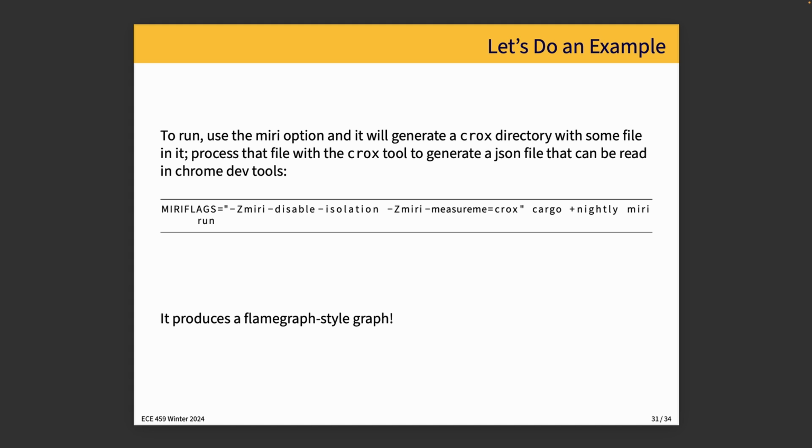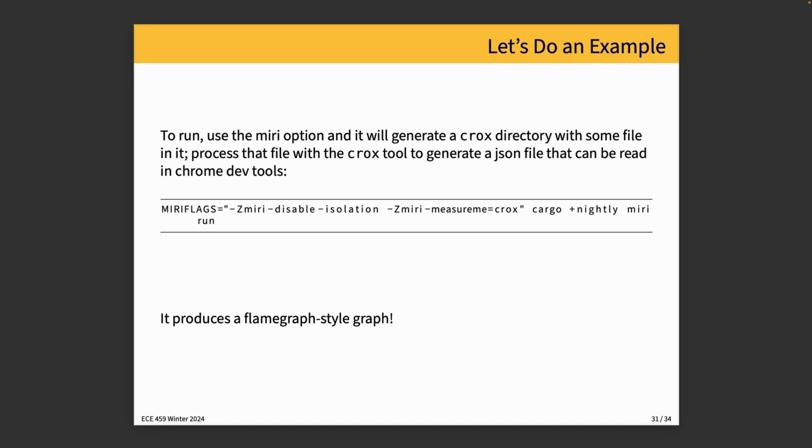So to run, we would need to use the Miri option, and it generates this crocs directory with some file in it, and then we process the file with the crocs tool to generate a JSON file that we can read in Chrome Dev Tools. Okay, so we need a bunch of things to make this work, and one of them is Chrome, so we can look at it in the Dev Tools, but that's fine. I'm sure we can find a browser that supports it.